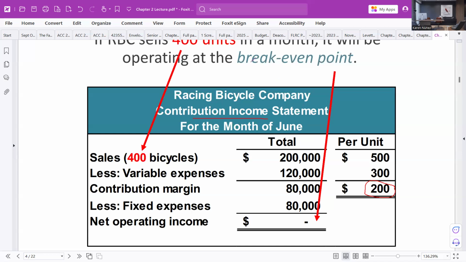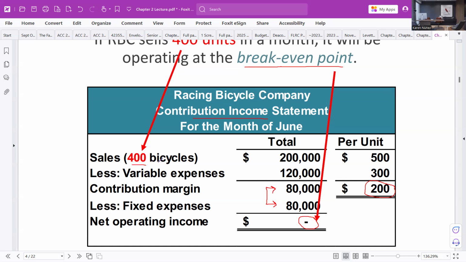One of the key relationships that we like to look at in this chapter is what's called the break-even point, the point at which the total sales just equals all of our expenses, or the point at which we have zero profit. And that's only going to happen when our fixed expenses are just equal to our contribution margin. That's the only way you get zero operating income. And for this company, it happens at 400 bicycles.